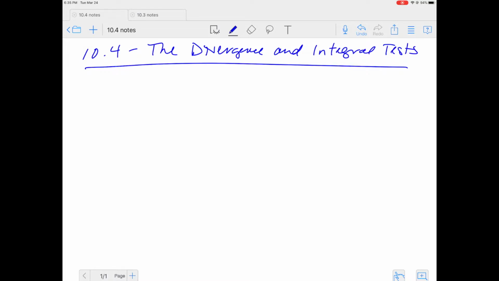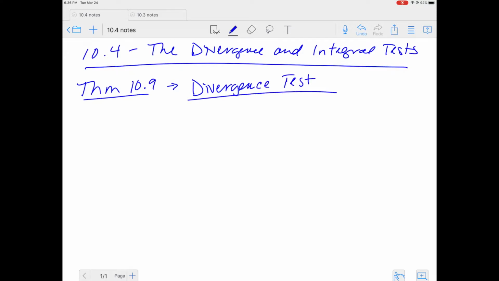So that'll be cool. So if we're looking at the divergence and integral test, the first thing that we want to talk about is the divergence test. This is theorem 10.9, which that's just the theorem number the book gives. It's totally irrelevant to reality. Anyway, the divergence test. Now, this is your go-to test for series.